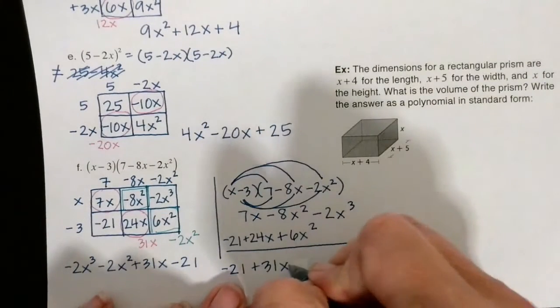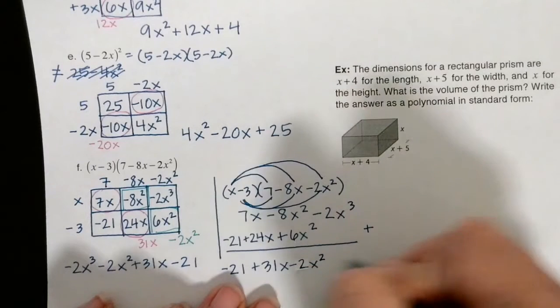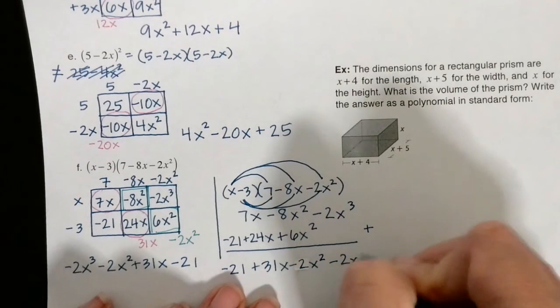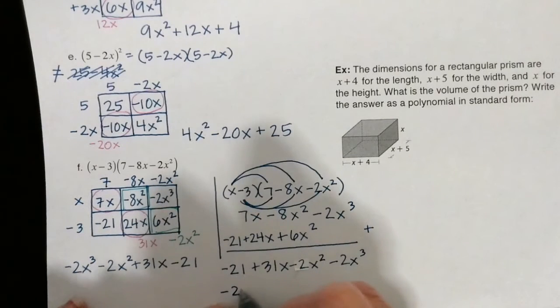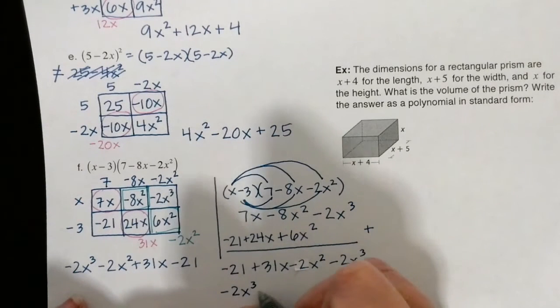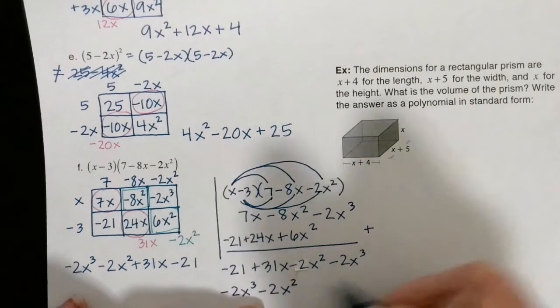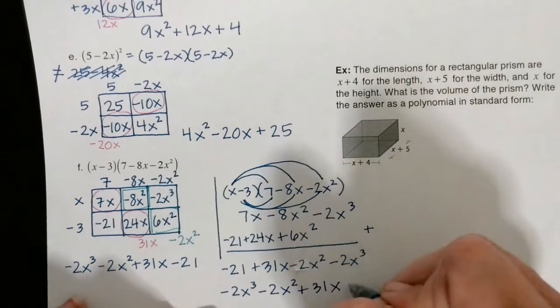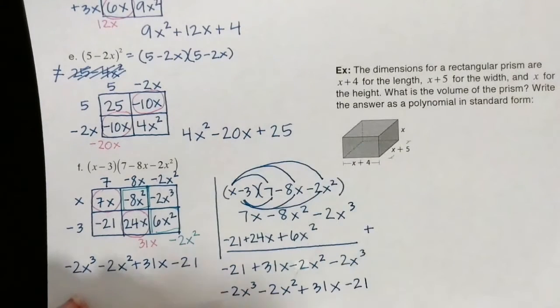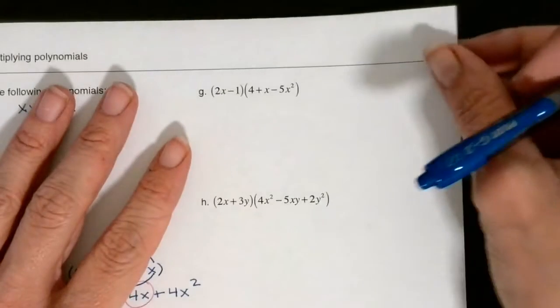So negative 2x squared, and then minus 2x cubed, and then we're going to rewrite it in descending order. So we're going to start with the term that has the highest power of x. And as a reminder, that's called the degree. So this is a 3rd degree polynomial because the highest power of x is 3. Okay? Alright, let's move up to letter G and see what we got going on here.